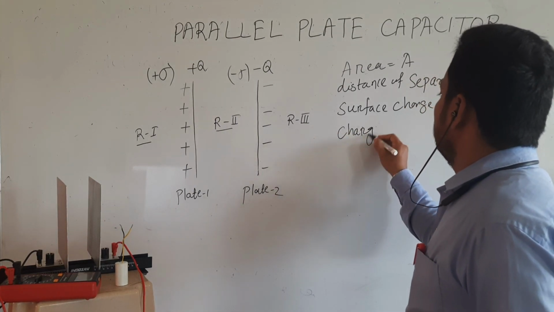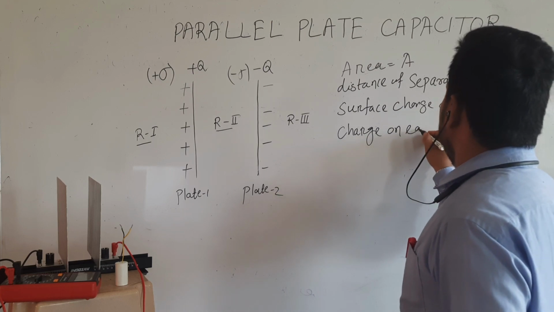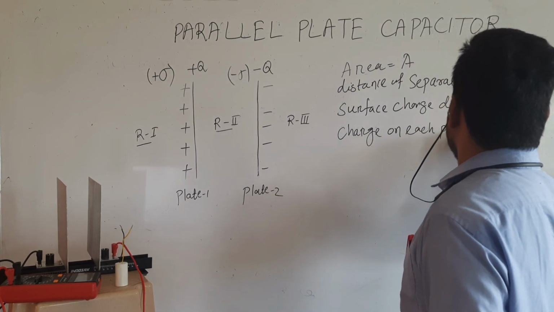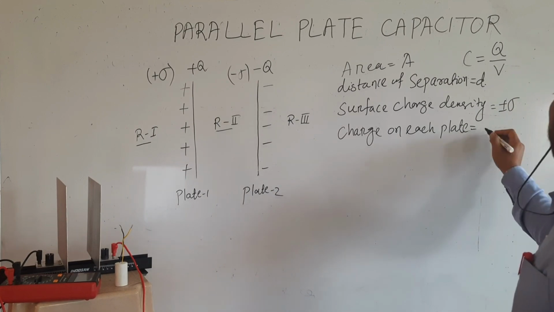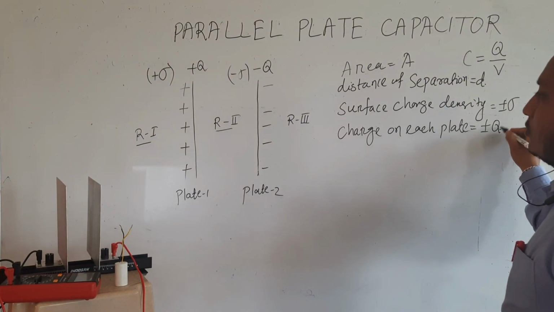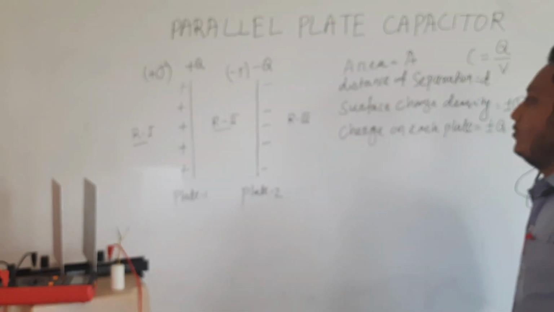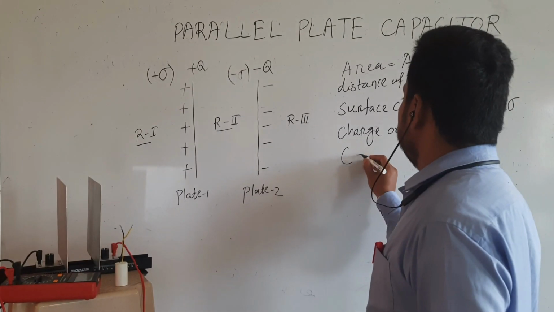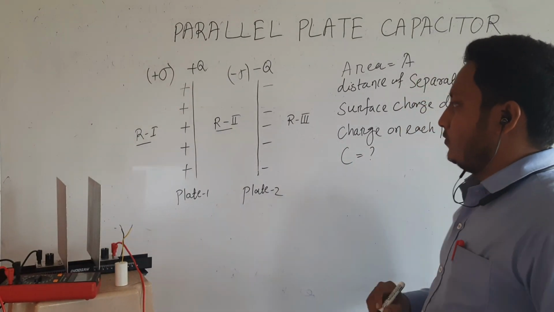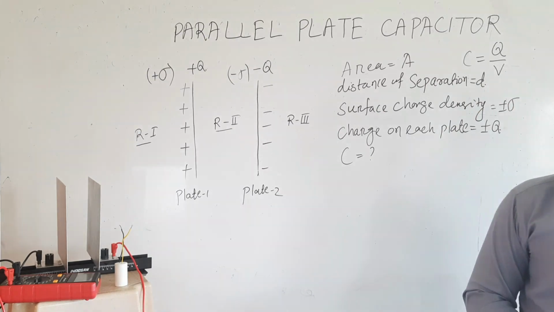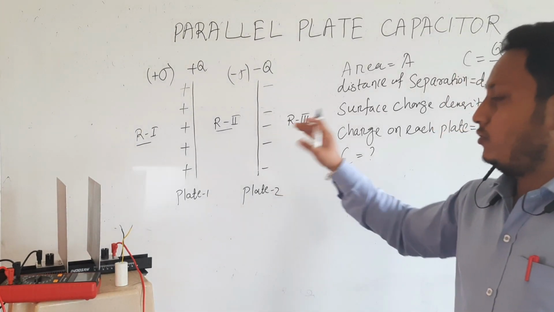If we say the charge on each plate is plus and minus Q, what we need to do is find out the capacitance C. For that, we need to first find the electric field for this capacitor.